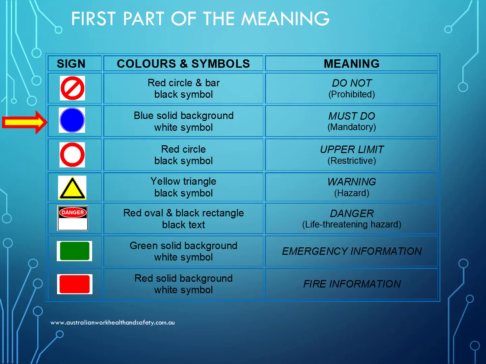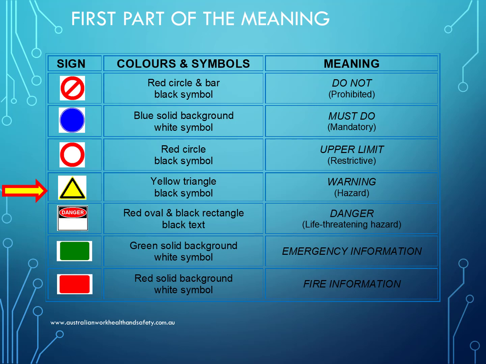The second regulatory sign is a mandatory sign and has a solid blue background. Solid blue, must do, used to indicate the personal protective equipment that must be worn, but may also mean gas bottles must be chained or machines must be guarded. The third regulatory sign is a restrictive or upper limit sign which has a red circular border. Speed limit signs are an example. In workplaces, it might also have the word ton underneath.